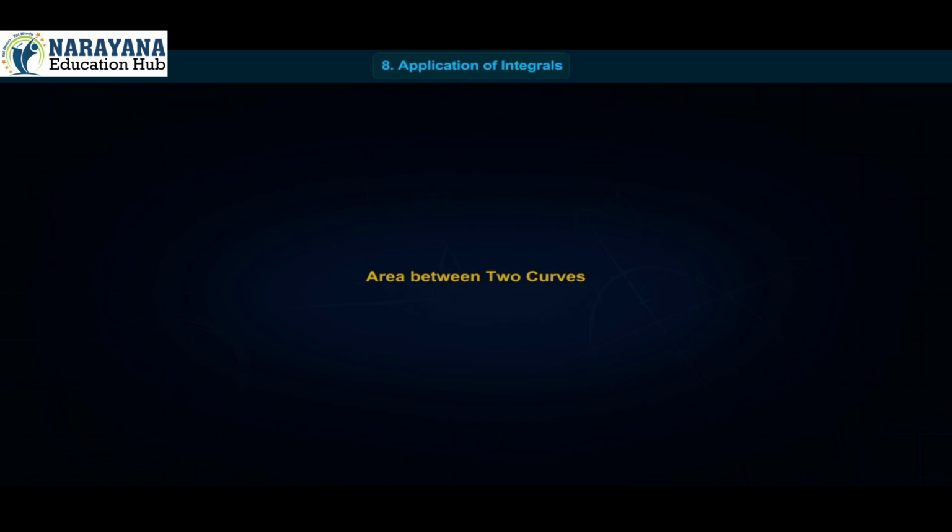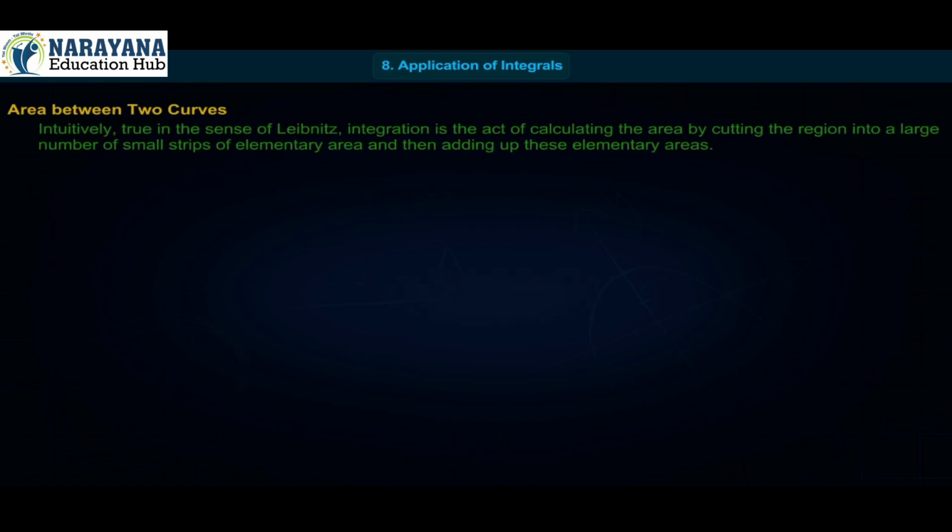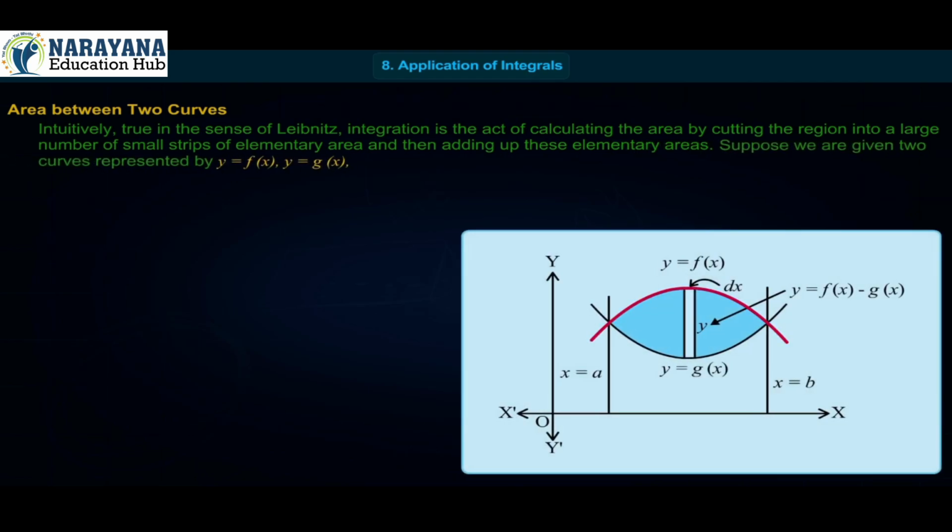Area between two curves. Intuitively, true in the sense of Leibniz, integration is the act of calculating the area by cutting the region into a large number of small strips of elementary area and then adding up these elementary areas. Suppose we are given two curves represented by y is equal to f of x, y is equal to g of x, where f of x is greater than or equal to g of x in closed interval a to b, as shown in figure.